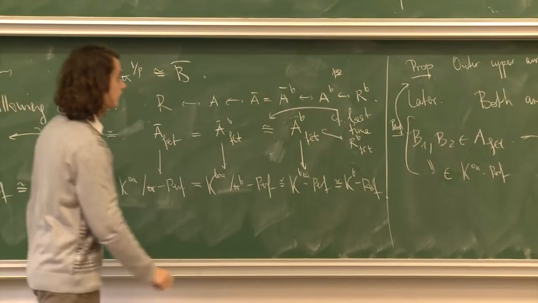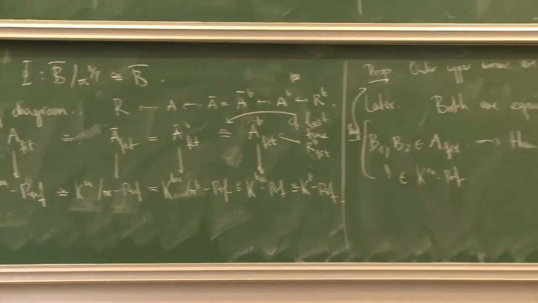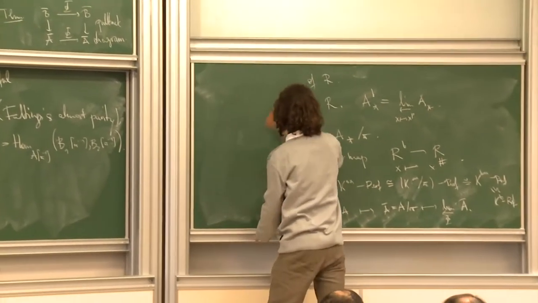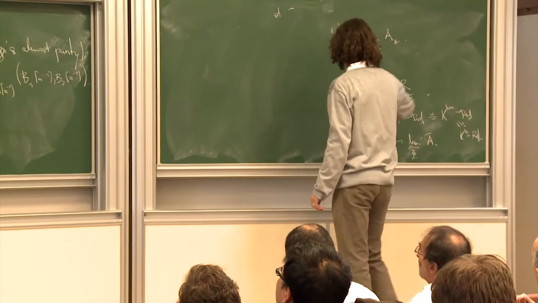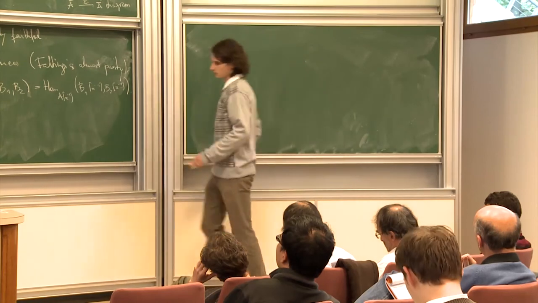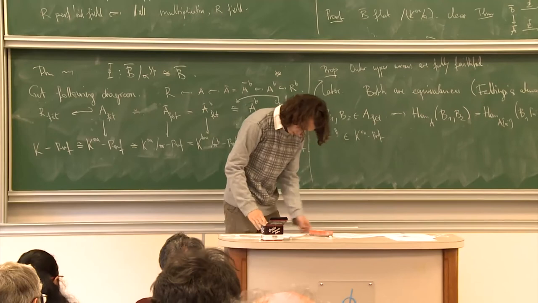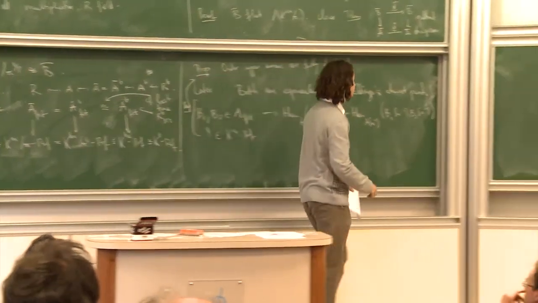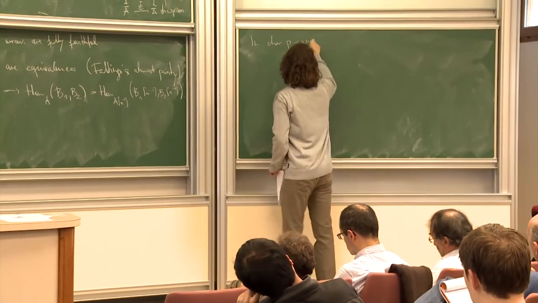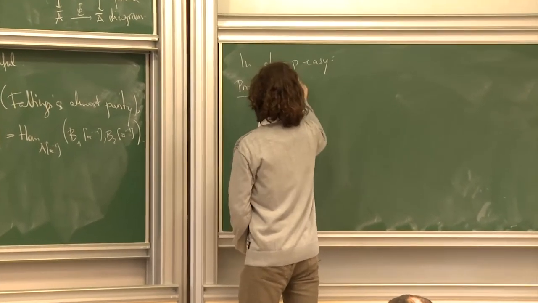OK. And what we will do first is to prove this almost purity theorem in characteristic p, which is much easier than in characteristic 0. So that's the following proposition. And again, it's already in the book of Gabber and Ramero.